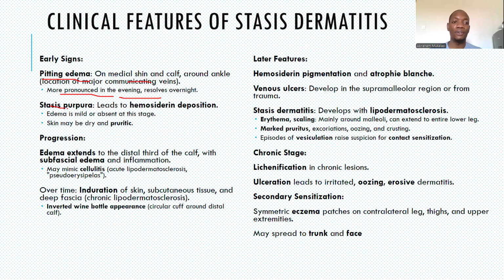Then you get these purpuric lesions, and eventually, when the blood is broken down, you get the hemosiderin deposition, which will give you the black pigmentation or the hyperpigmentation that we see. Initially, it can be mild or even absent at some stages, but later on, you get a little bit of darkening, and this can also come with dryness of the legs as well as pruritus.